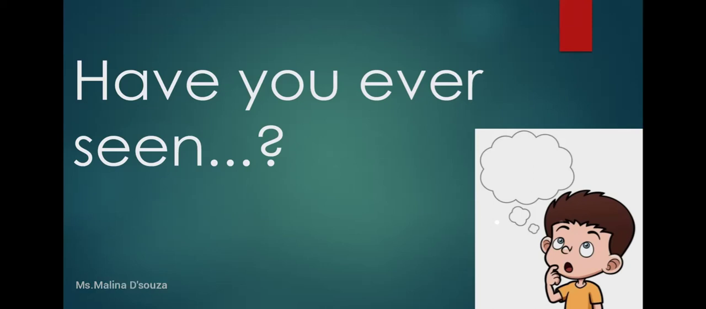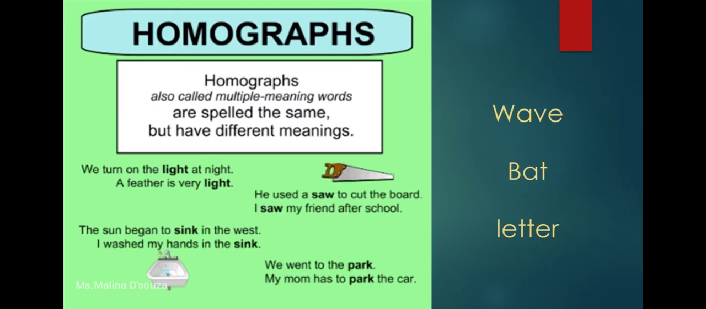Let us begin with this fun poem, Have You Ever Seen? Which also talks about a vocabulary concept and it gives us an explanation to this concept in a fun way. So which vocabulary concept are we going to cover along with this poem? Here it is, homographs. Now homographs are spelled the same but have different meanings.